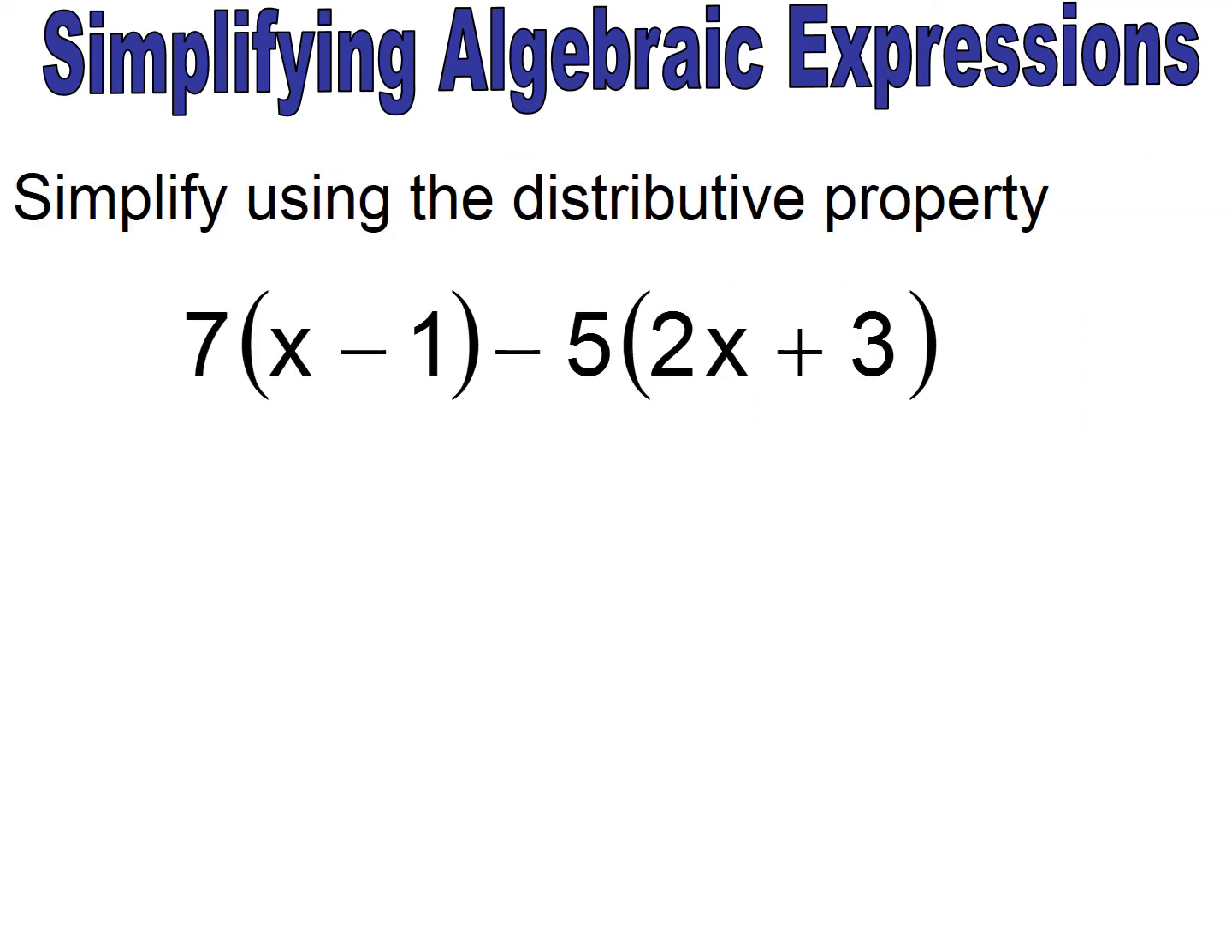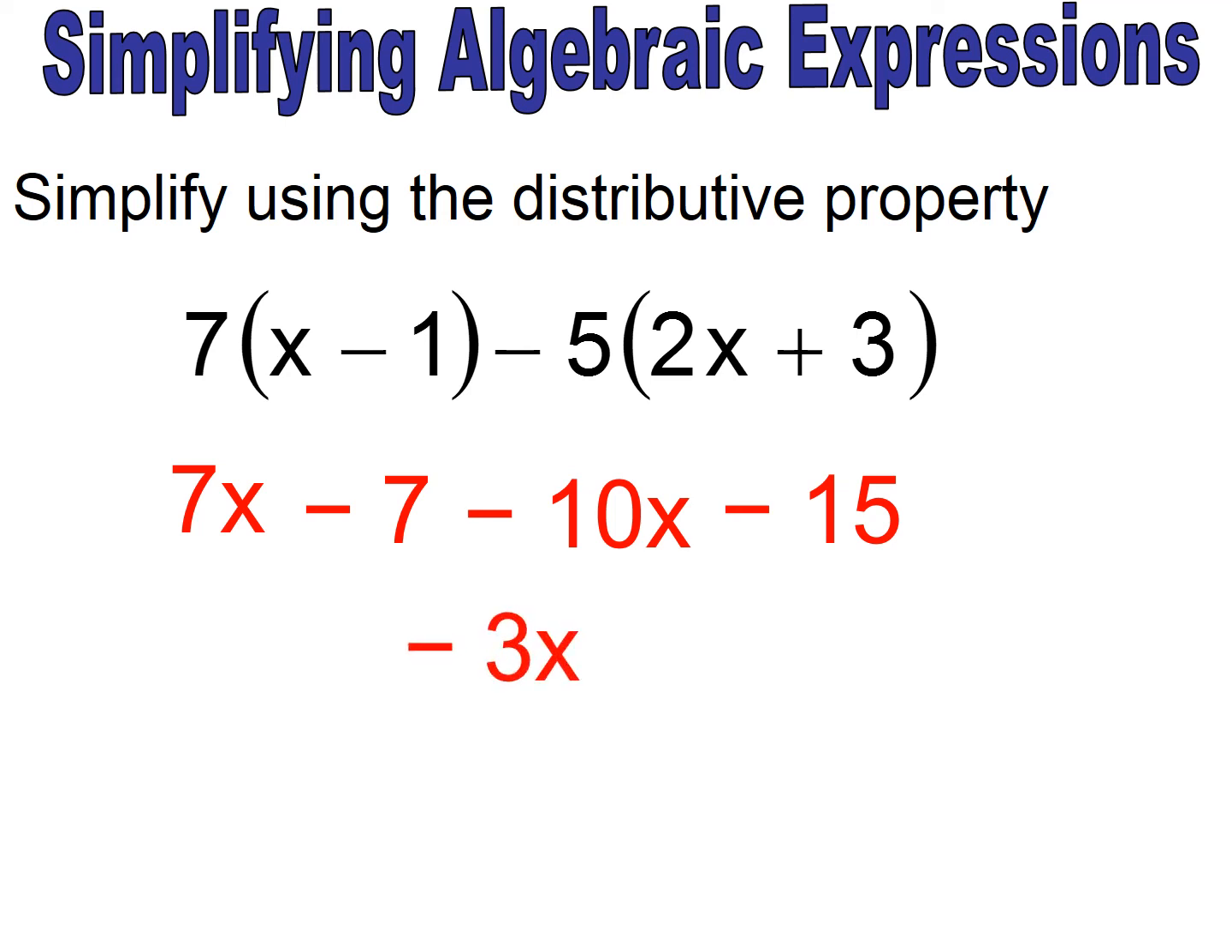Pause and try. So the first thing you're going to do is the distributive property. I distribute the 7. I end up getting 7x minus 7. And I'm going to distribute that -5. I'm going to get a -10 minus 15. Be really careful with your signs.